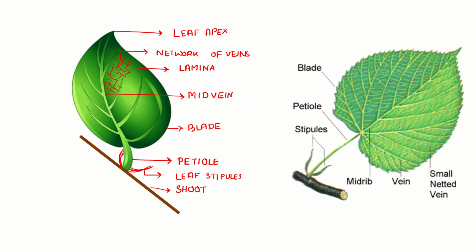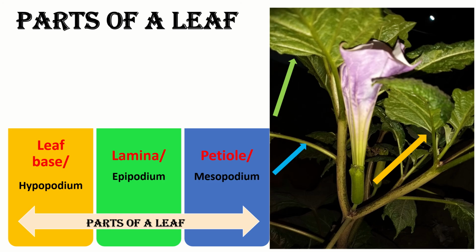The structure of lamina, the leaf apex, the type of venation, everything varies from one variety of plant, one species of plant to another. Now let's come to the various parts of leaf in a little more detail. Okay, the leaf base is known as hypopodium. The lamina is known as epipodium and the petiole is known as mesopodium.